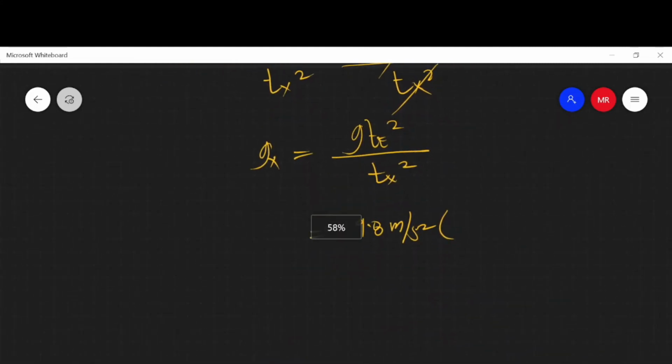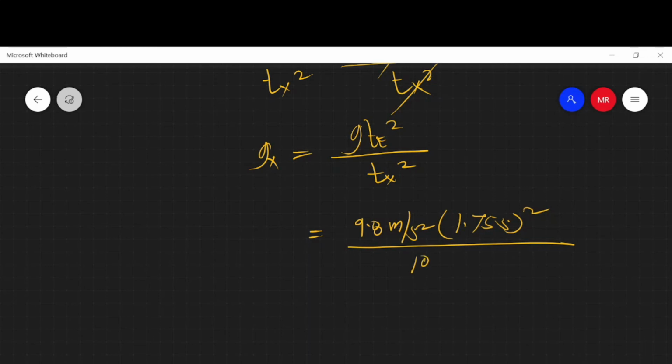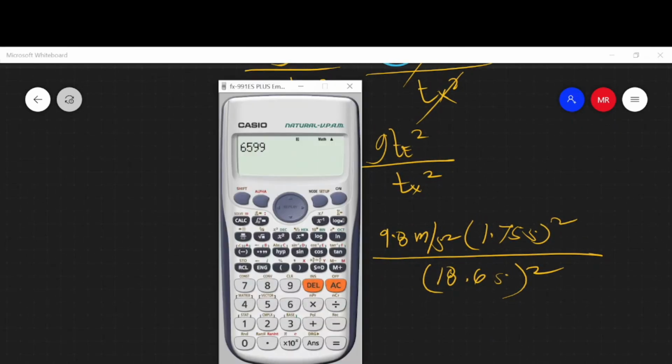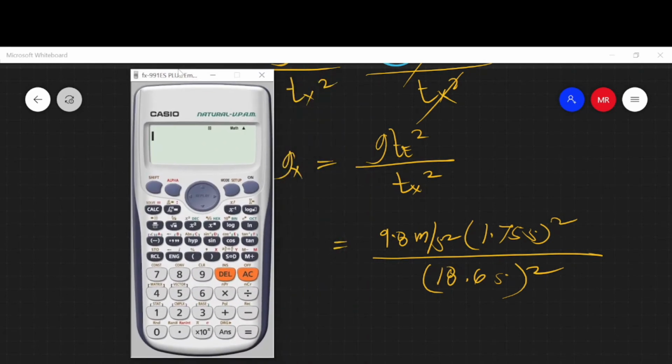So this is 1.75 seconds squared, and the time on planet X is 18.6 seconds squared. So let's input this in our calculator. We'll have 9.8 multiplied by 1.75 squared all over 18.6 squared.